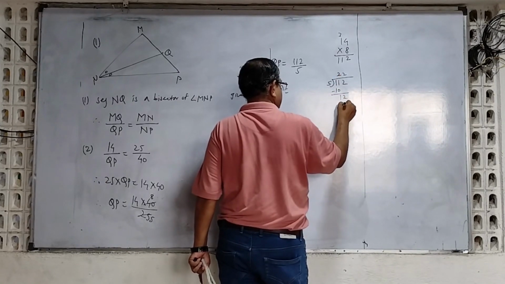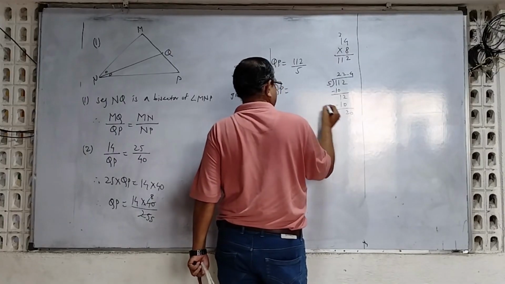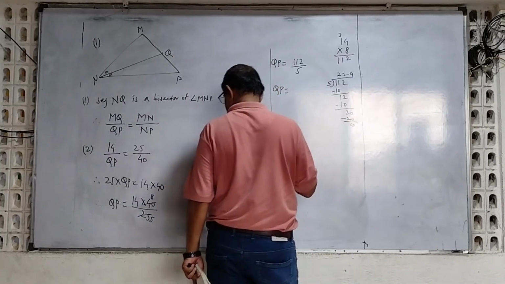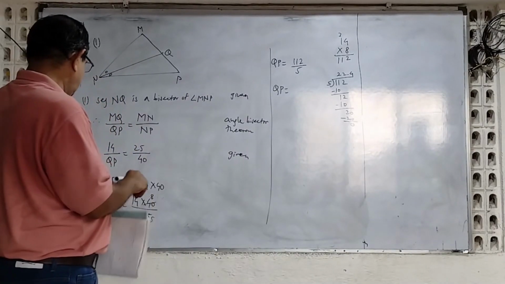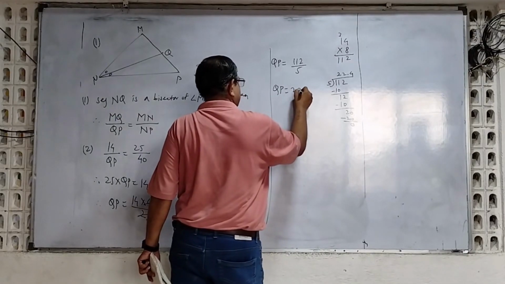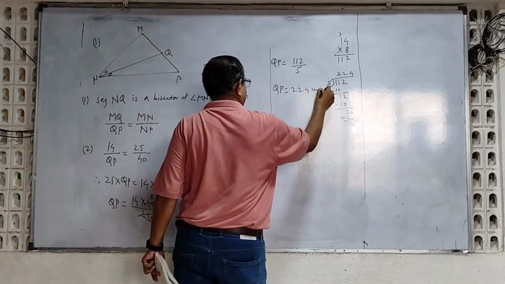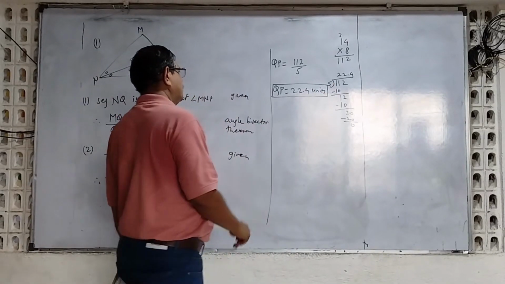5 to the 10. Correct? 20. So it is what? 22.4 units. QP is equal to 24.4 units.